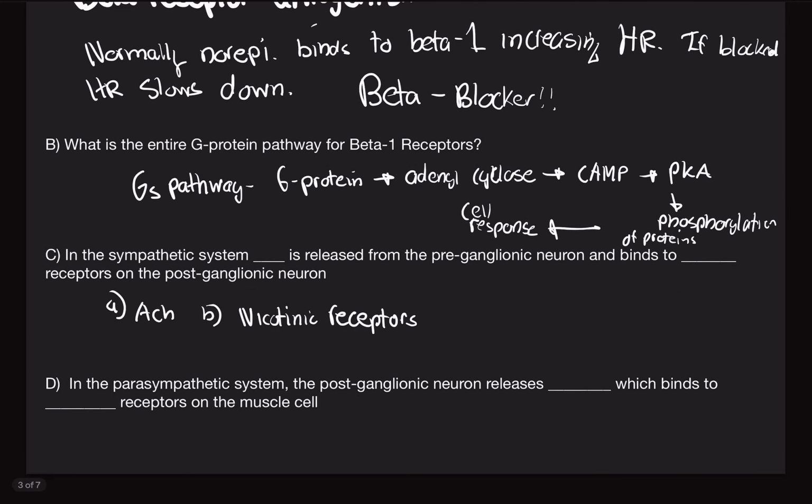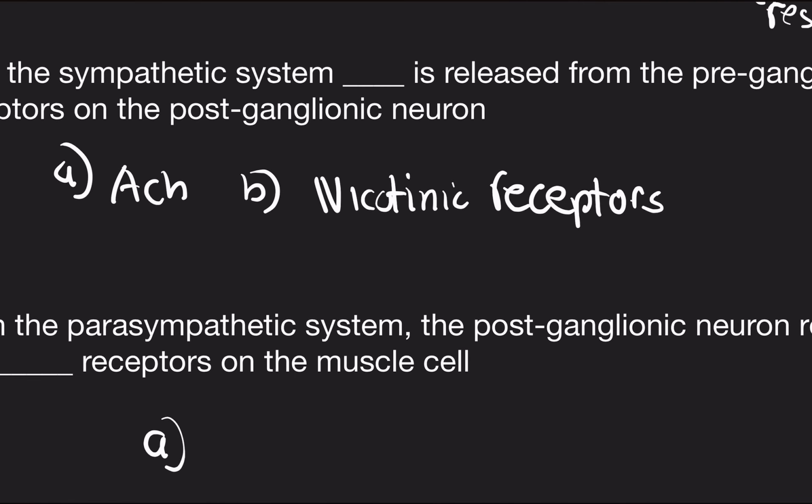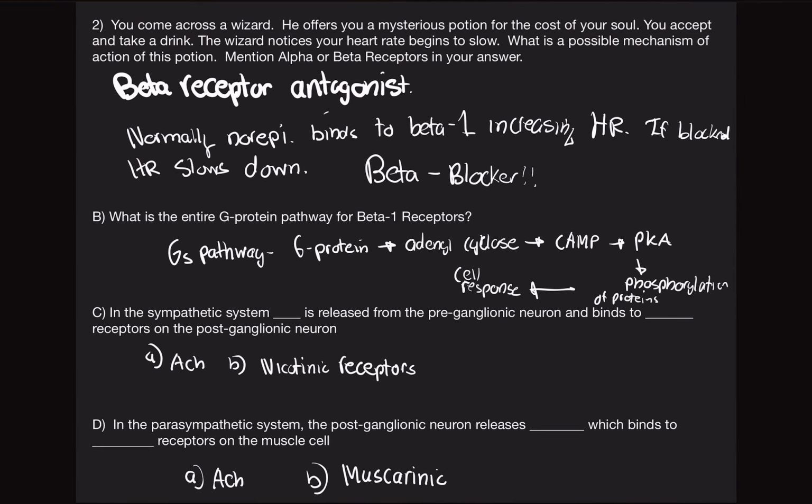In the parasympathetic system, the postganglionic neuron releases blank, which binds to blank receptors on the muscle cell. So the first blank is acetylcholine again. In the parasympathetic system, the postganglionic neuron releases acetylcholine, which binds to muscarinic receptors on the muscle cell.